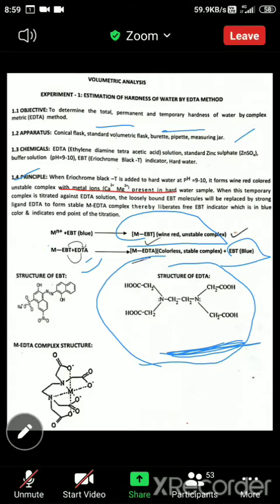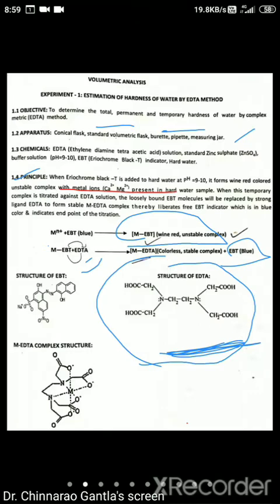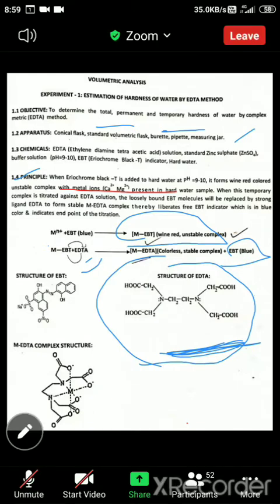Right. When the stable complex is formed, what is added? EDTA is added to this solution. EDTA is added to water. What happened? Blue color is formed. That's all. That's enough. That is the basic principle. And EDTA is very powerful, with a very strong bond with metal. EBT has a very weak bond with metal ion. These two points are very important. This is the basic principle.